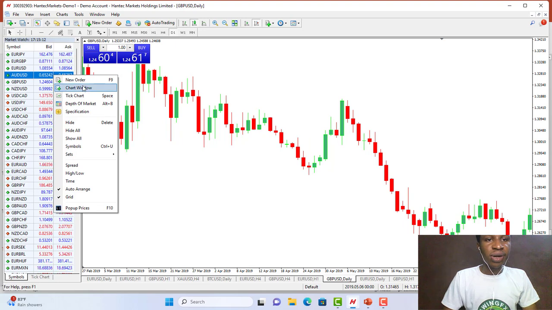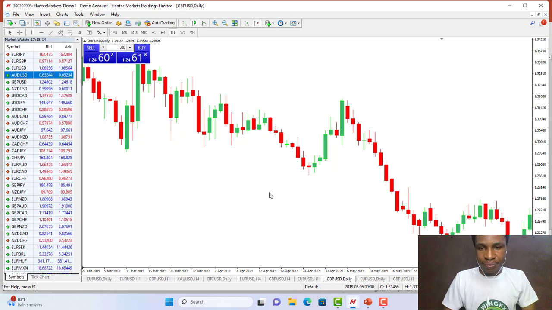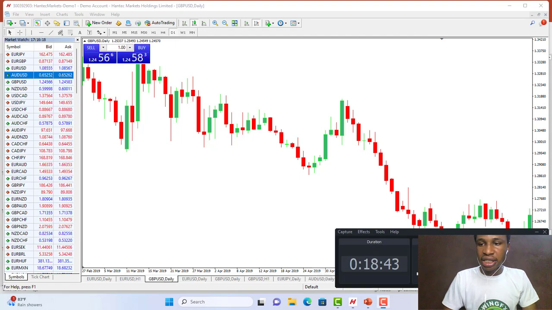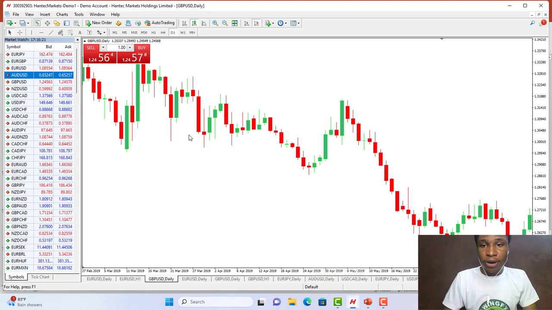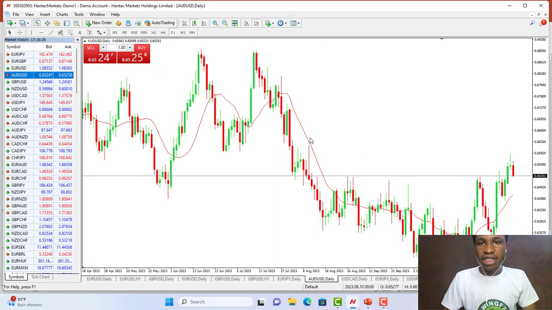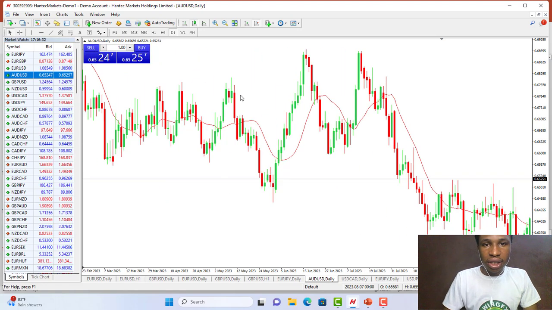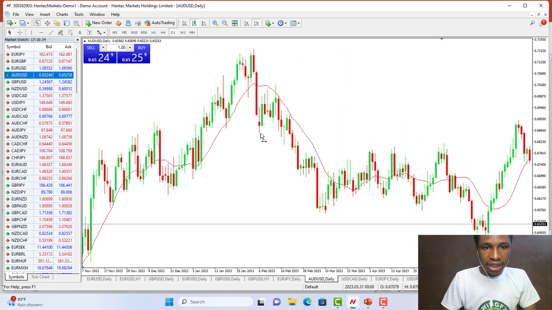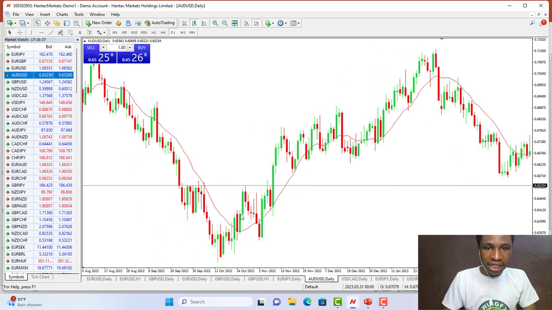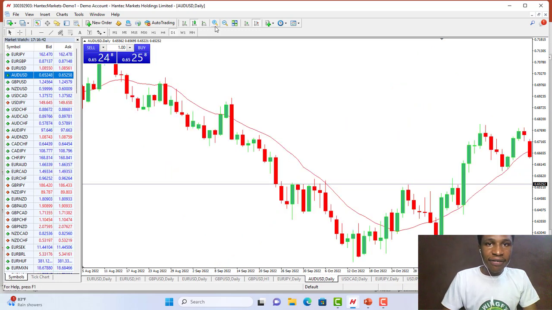So let's go to Aussie USD. I think there was a time it was too obvious. Okay, this is it, Aussie USD. Let's see if we can find any Harami pattern. Oh, this is still a Harami pattern. This is a bullish Harami. Let me zoom in for us to see it.